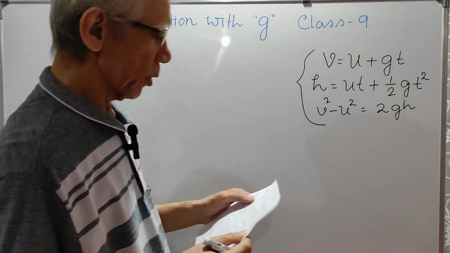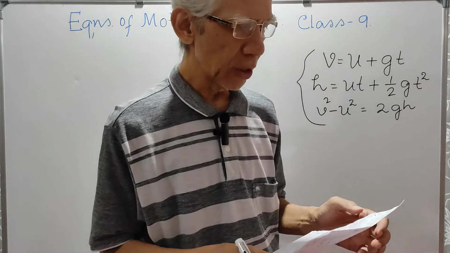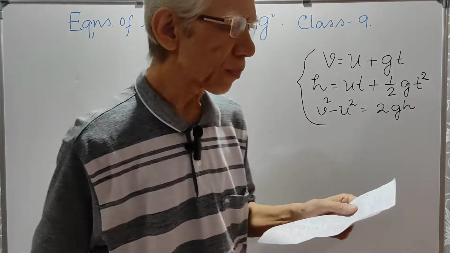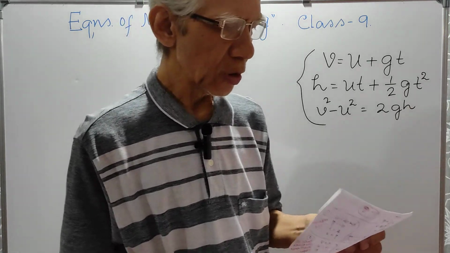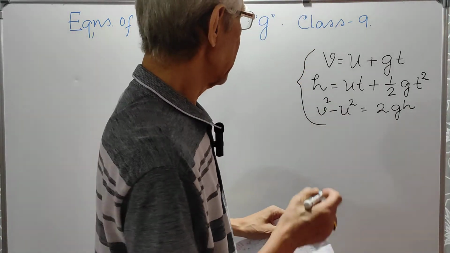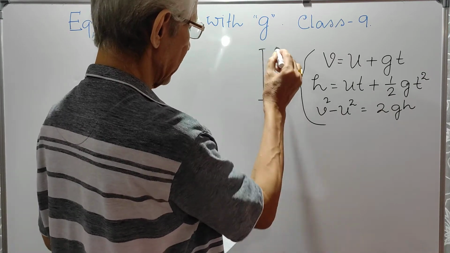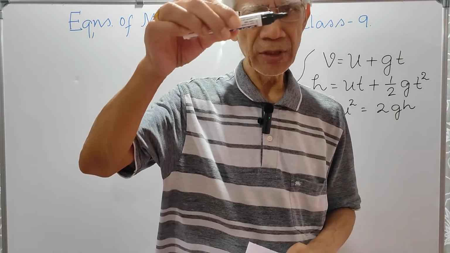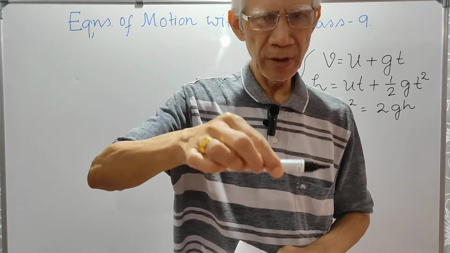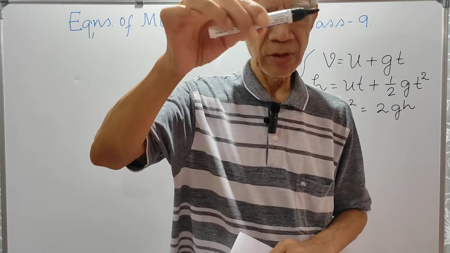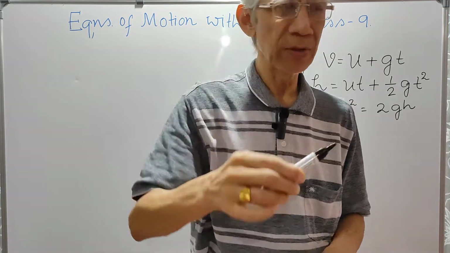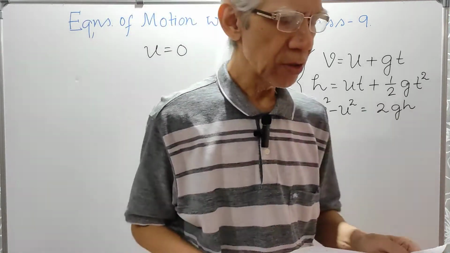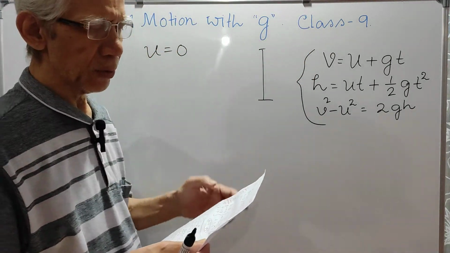Now consider a body dropped from a certain height, and it reaches the ground after 3 seconds. So a body is dropped from a certain height. Now when you drop a body from a certain height, its initial velocity is 0, because before coming down, the body was at rest. So when a body is dropped, its initial velocity is always 0. So for this problem, u equal to 0.